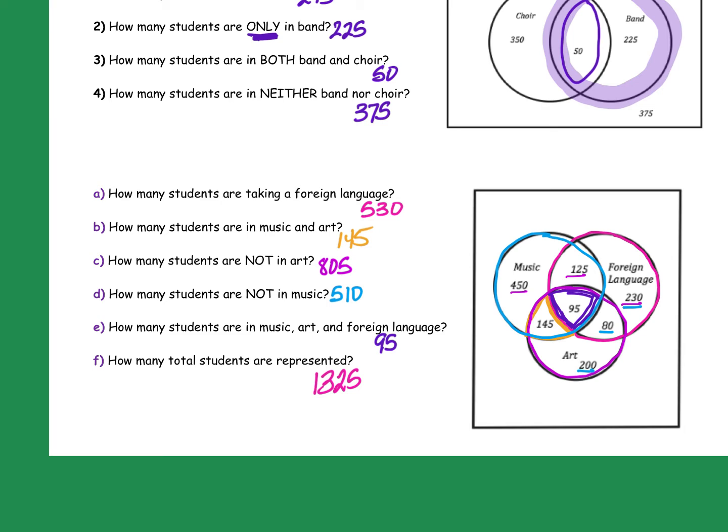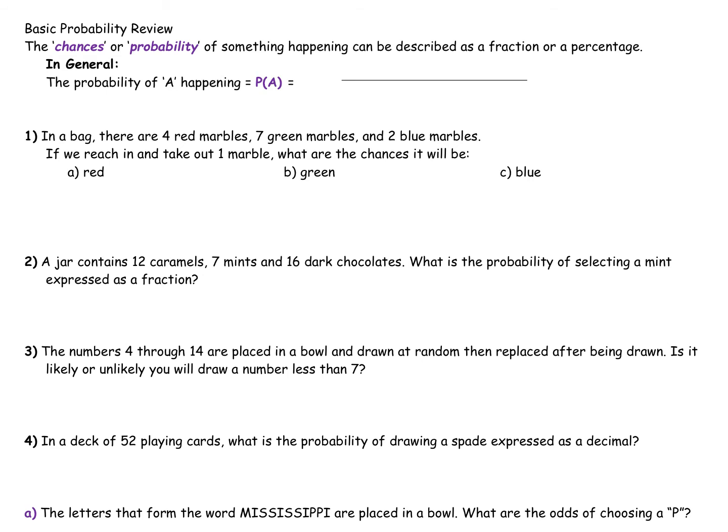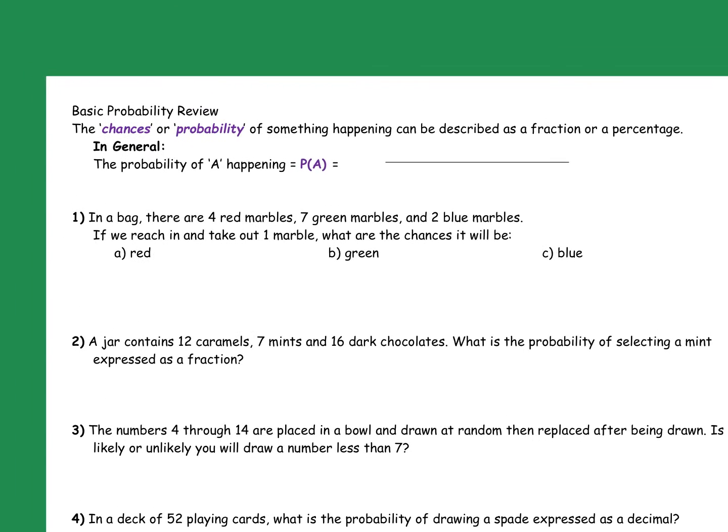Okay, awesome. So we're going to come back to Venn diagrams again tomorrow and do some more Venn diagram stuff. But before we do that, we need to do some probability stuff. So that's where we're going to go today, is probability. If we flip your page over and go to the next page, we're going to talk about probability for a minute.